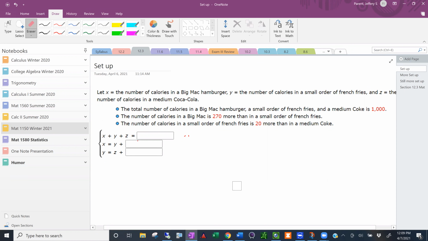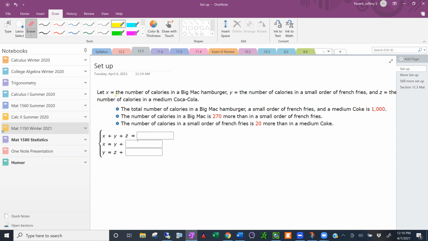So the goal of section 12.3 is to set up and solve systems of equations. Now we practice solving them in section 12.2. So in this section, I'm going to work on setting them up. Typically speaking, when you have three unknowns, you're going to need three equations.